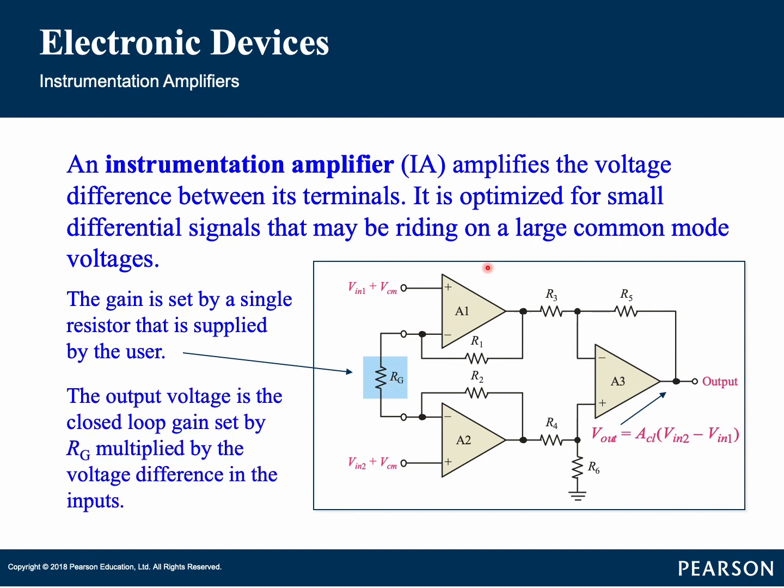This setup clearly shows that the output voltage is the closed loop gain set by RG multiplied by the voltage difference in the input. By choosing or setting the correct value of RG, we can control the voltage gain of the instrumentation amplifier by using this relationship formula, where RG is equal to 2 times R divided by ACL minus 1, where in this case, R is equal to R1 and also equal to R2.